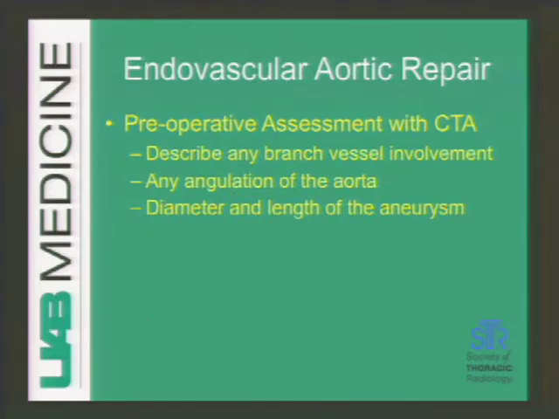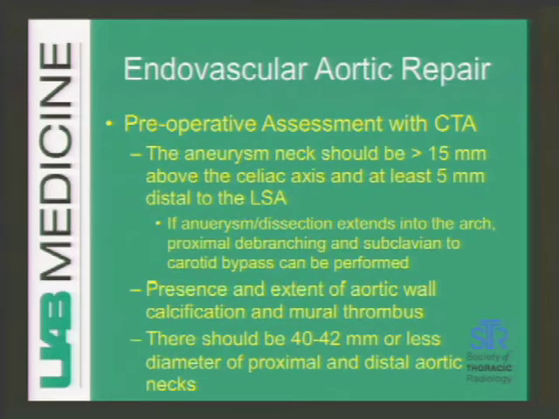For preoperative assessment with CTA, you want to describe any branch vessel involvement with the aneurysm, any angulation of the aorta, and the diameter and length of the aneurysm sac. The aneurysm neck should ideally be greater than 15 millimeters above the celiac and at least 5 millimeters distal to the origin of the left subclavian artery.